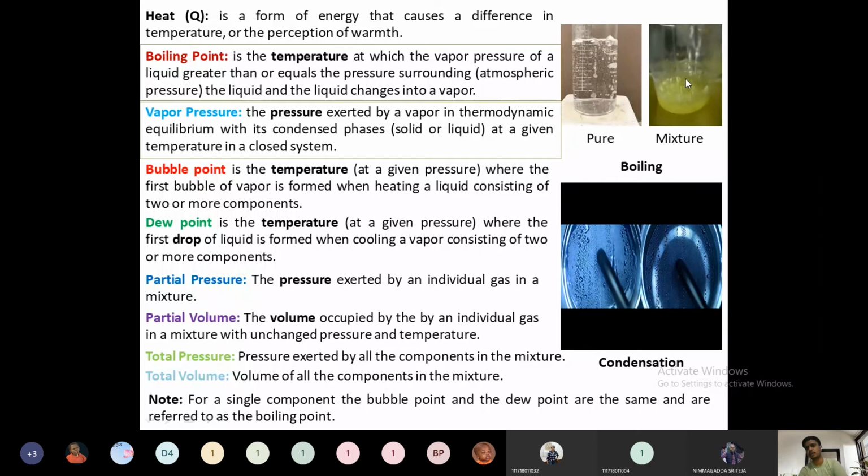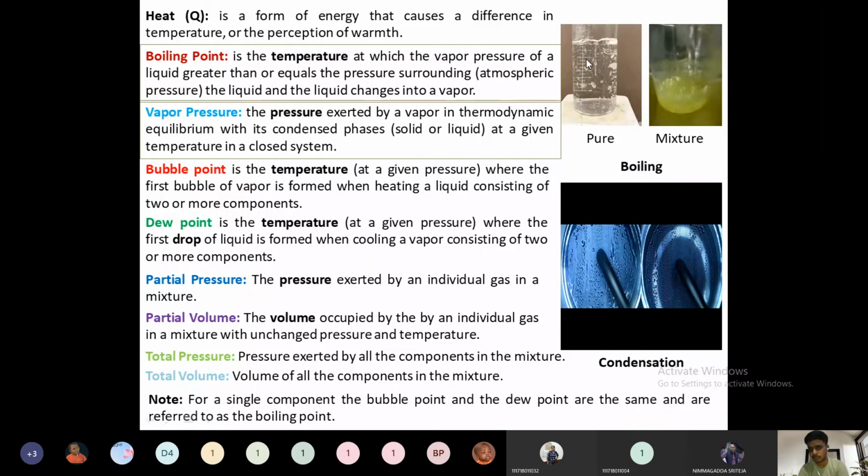When some mixture is there, mixture is nothing but more than one component. When more than one component is there in the system, what are the quantities we have to refer to? So bubble point will come into the role first. So what is the bubble point? Okay, the temperature at which the first drop of the bubble, first drop of the vapor will form is called a bubble point, especially in the mixture.